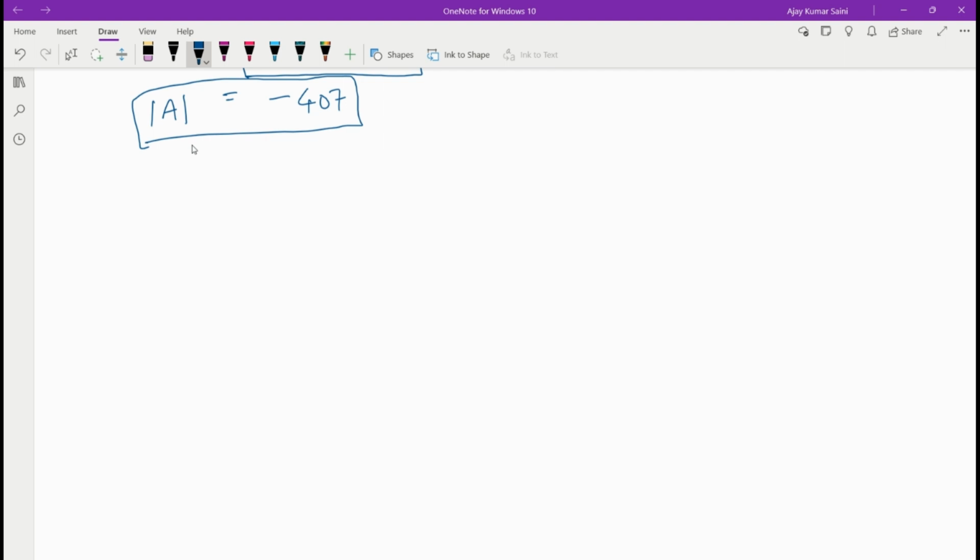Okay, so now come to the fifth point. So what is the fifth point? Adjoint of a matrix. Okay, so it is a very simple topic.